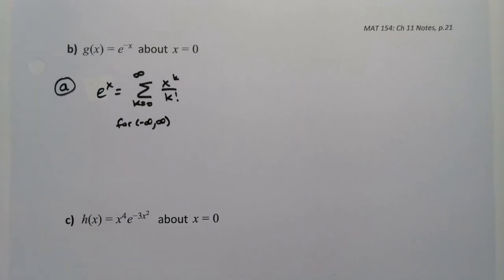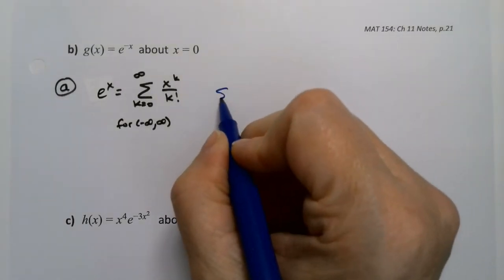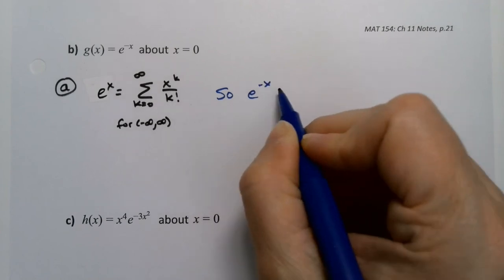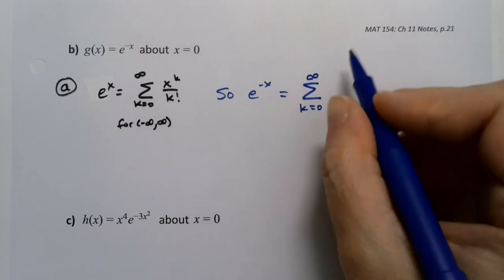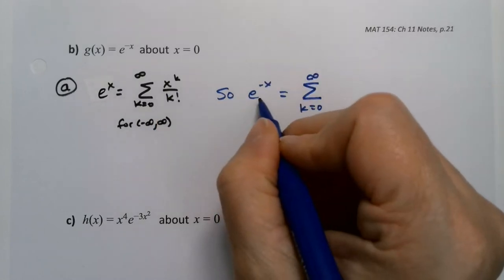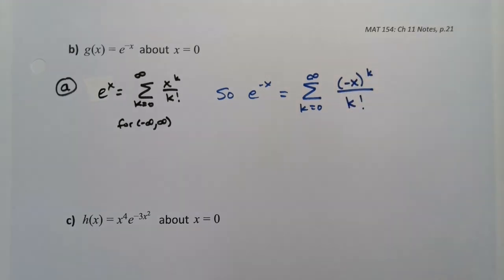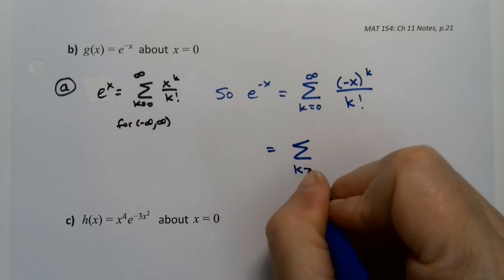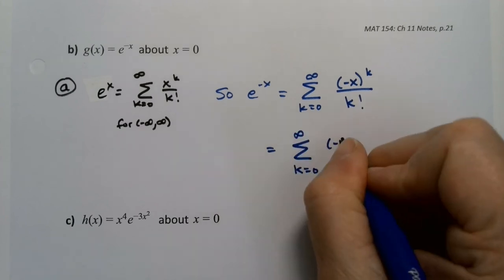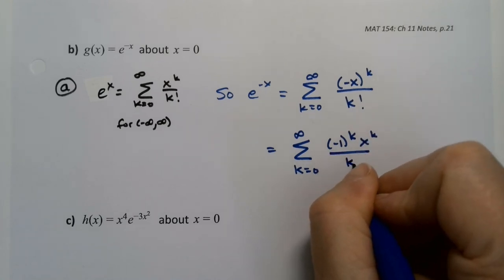Okay, so how can I use that? Well, if you look at the one we're doing now, I want e to the negative x. So what's that going to mean? It's still going to be a power series, and then instead of x, I'm going to put in negative x. Right? I'm using the term I already know. And if you want to write it slightly differently, it's negative 1 to the k, then x to the k over k factorial.